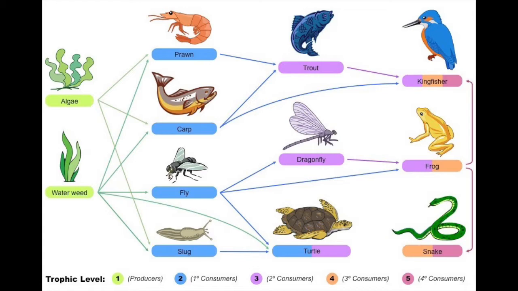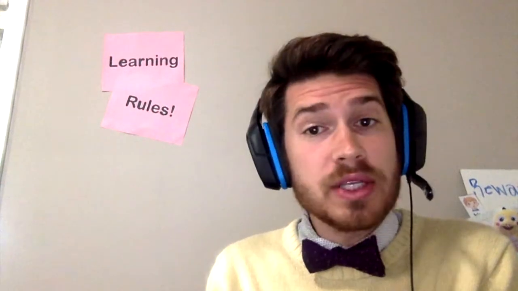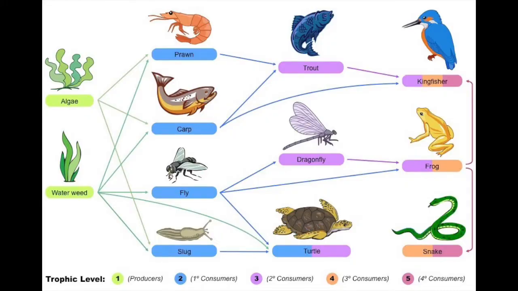So you can see those arrows go from the algae to the prawn or from the algae to the carp, which shows you that energy is moving from the algae to that first consumer. You'll also see that there are additional arrows pointing from those consumers to other organisms, which means that the energy continues to transfer as they're eaten. So if a kingfisher, that bird there you see, eats a trout, and that trout got its energy from the prawn, and that prawn got its energy from the algae, then even though that kingfisher bird isn't eating the algae, it's getting some of that energy.